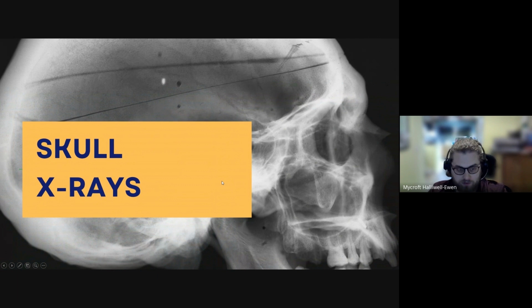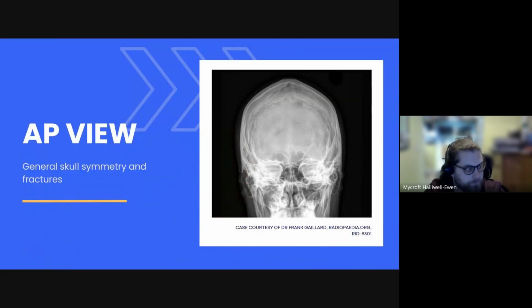Right, skull X-rays to start. In terms of views, CT is much better. But if you want a general AP view, you can get a general AP view. So we'll just do a little bit of orientation. It's an X-ray, so it doesn't really go front and back.